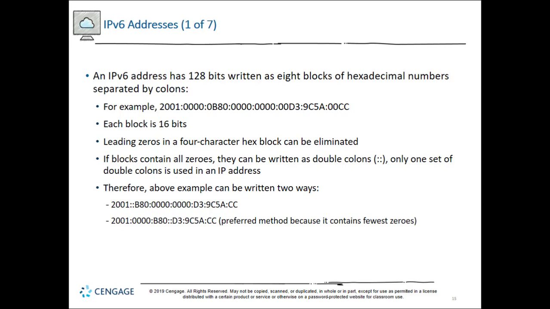It's huge, yes. We can make them smaller. We can eliminate certain groups because it makes it easier. We can eliminate preceding zeros. So we can make that 2001:0:B80, then actually get rid of that group of zeros right there and say ::D3:9C5A:CC. I can make it easier, but what's really important is that this was developed so that we don't run out of IP addresses.